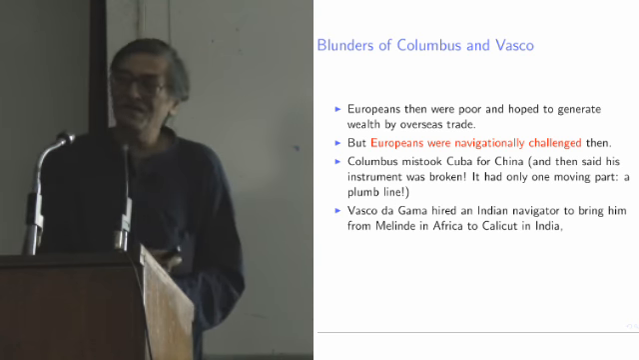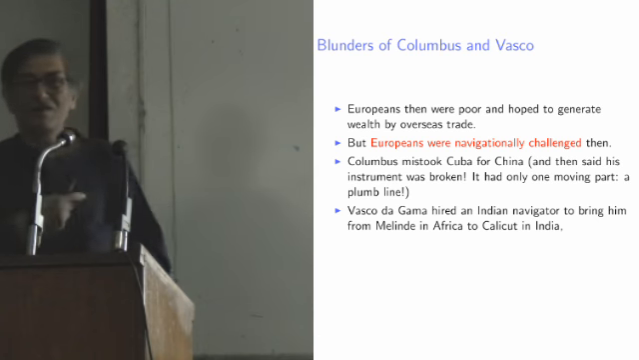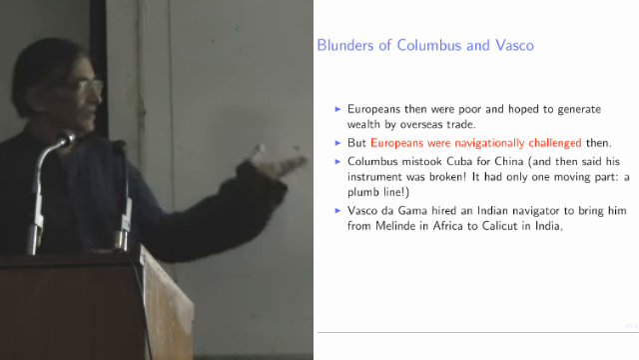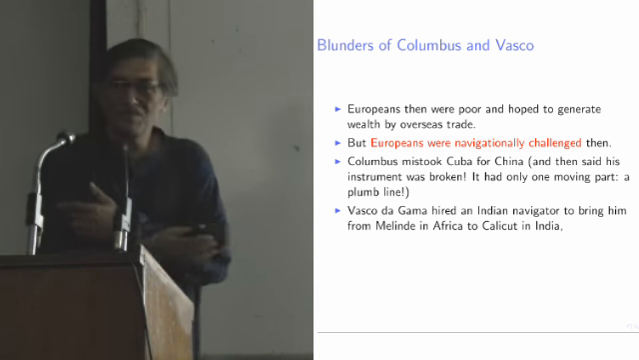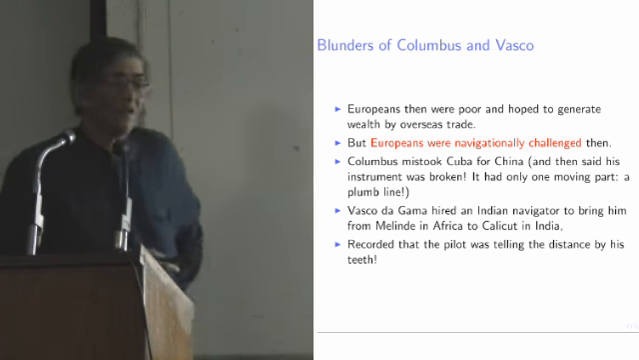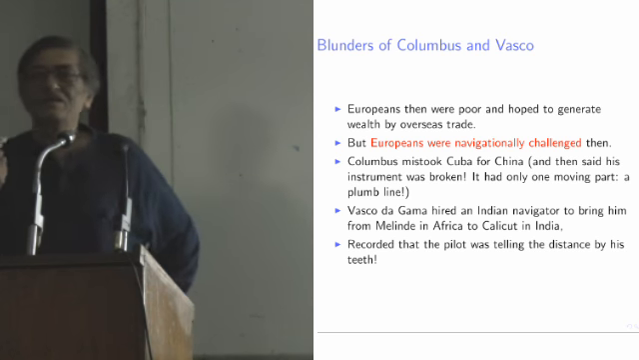Vasco da Gama couldn't determine it. He had an Indian navigator brought from Melinde. He came to Melinde by creeping around the coast. He could not get across the sea. So the Indian navigator, maybe Kanak, maybe Kana, was brought from there, because there was an organized trade going back 5,000 years. And he recorded, what did he understand of navigation? He said the pilot was telling the distance by his teeth.